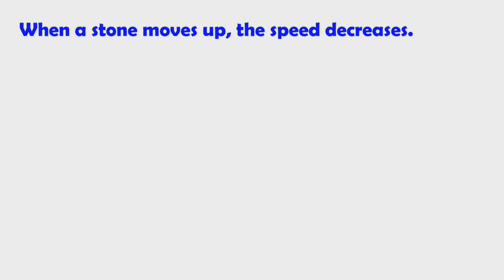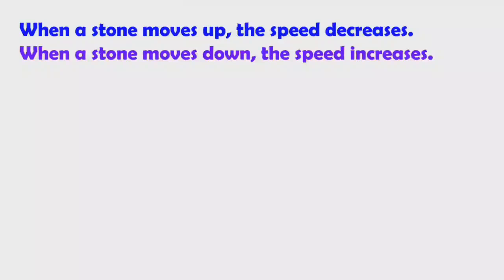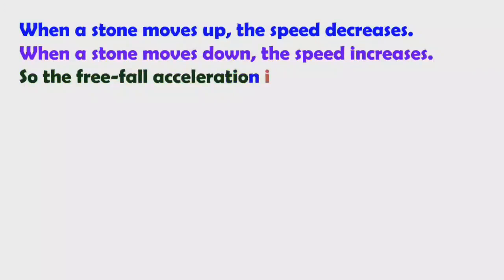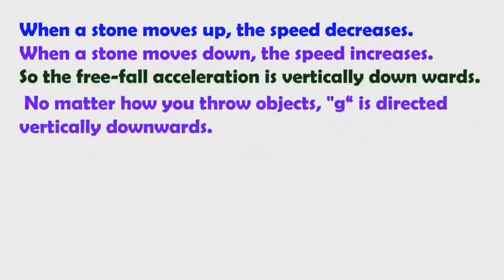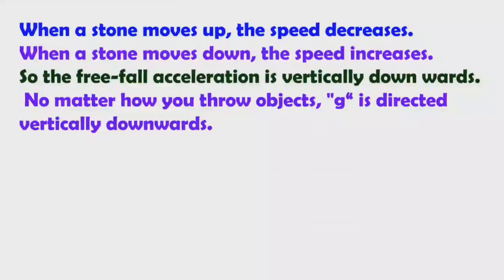When a stone moves up, the speed decreases. When a stone moves down, the speed increases. From this observation, we can say the free fall acceleration is vertically downwards. Free fall acceleration always acts toward the earth surface, or vertically downwards. No matter how you throw objects, g is directed vertically downwards.